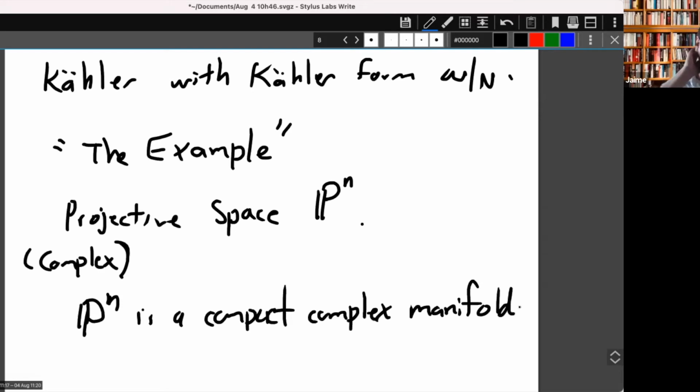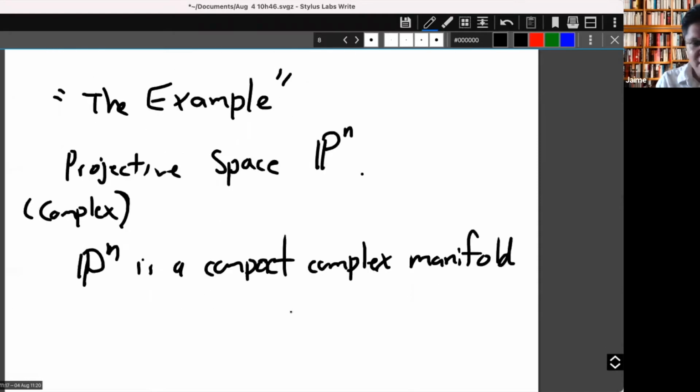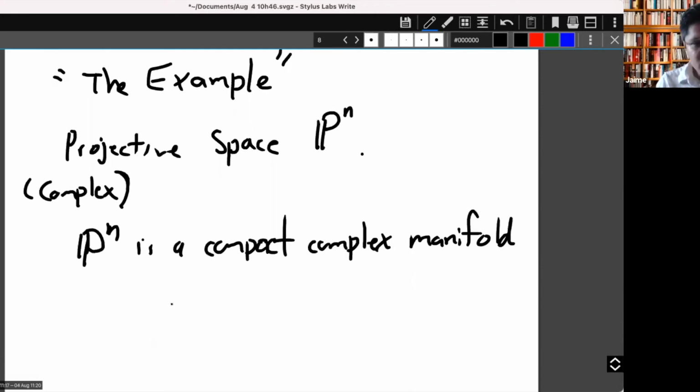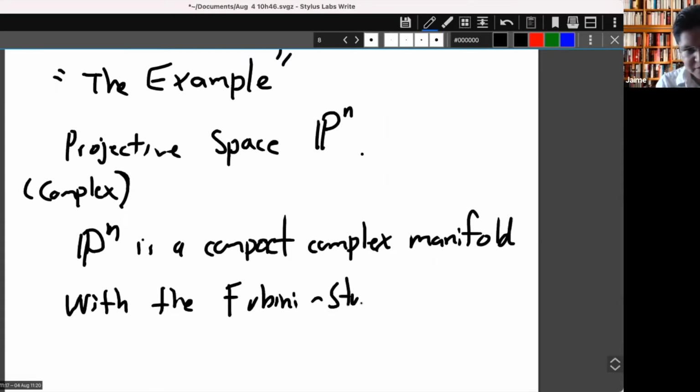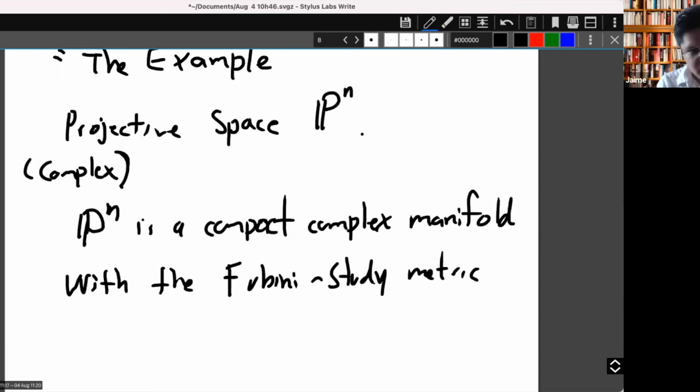And if you never did this, it is a good time to say that it is important because it is the first example, even in the real case, of a manifold that doesn't look like Euclidean space. Okay, so in the complex world, it is a compact manifold, but it turns out that with something called the Fubini-Study metric, it is Kähler.